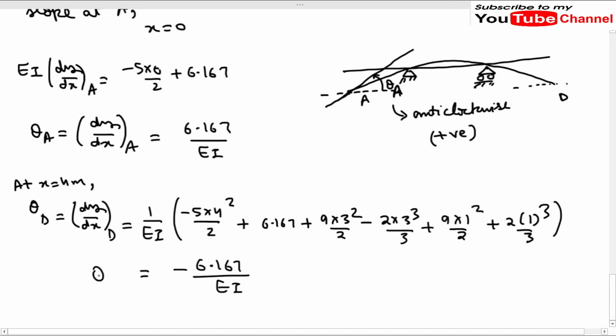Okay, so as I have told you earlier that these two values theta A and theta D will be same, but their sign will be different, because at A the slope is anti-clockwise, okay, and at D the slope will be in this direction. Okay, so if we draw the tangent at D, so this is our tangent. Okay, so the slope will be clockwise. So this will be negative as according to our sign convention. So this is for the slope.